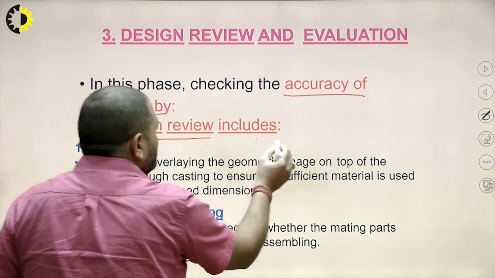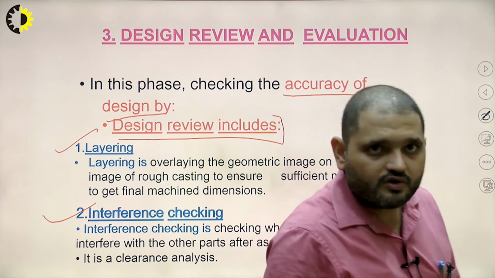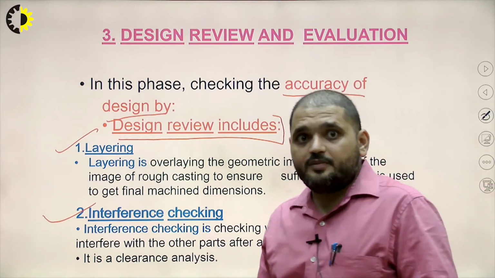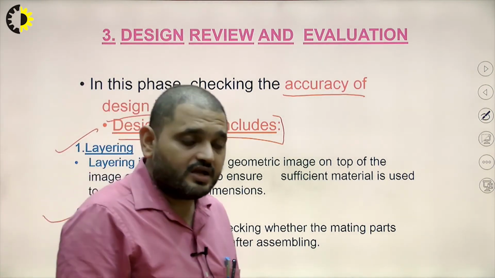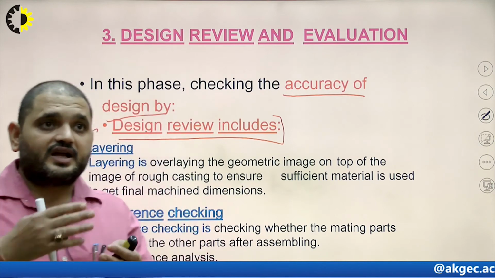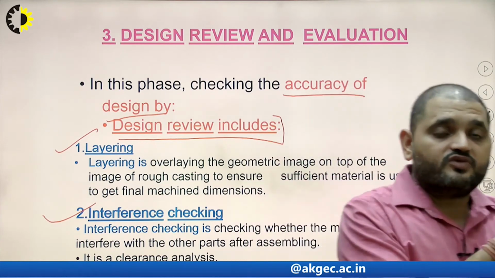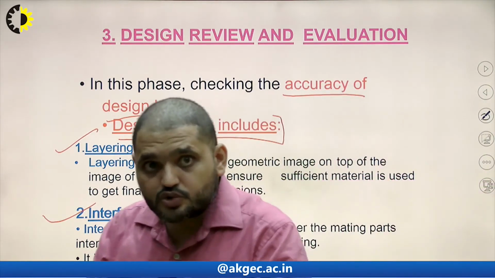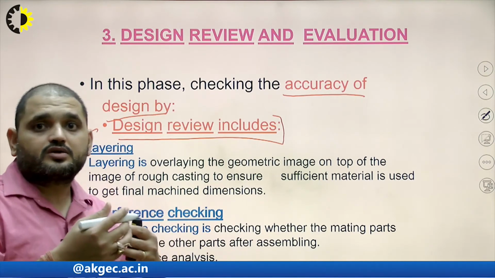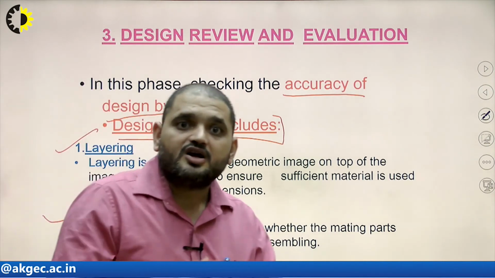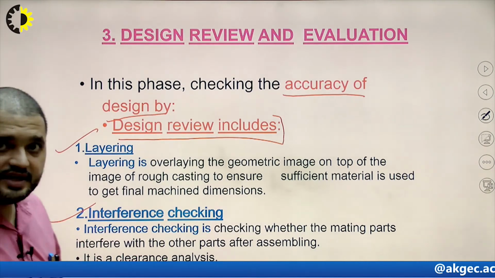Design review includes layering and interference checking. Layering is overlaying the geometric image on top of the image of the rough casting to ensure sufficient material is used to get the final machined dimensions. We compare the model with the actual raw form of the product. Otherwise it will be hard to calculate the number of products that can be made using the available resources. So first is layering, second is interference checking.